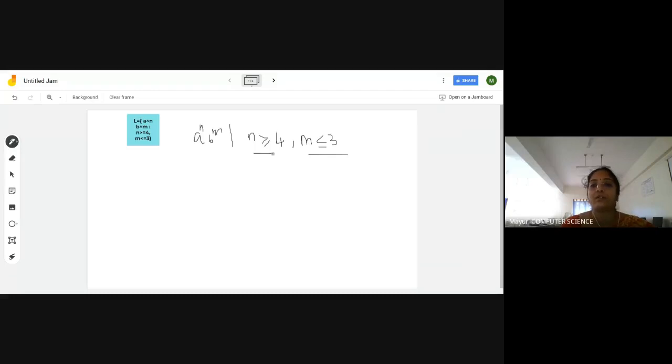And we know the number of a's constraint is 4 or more. So how do you write the number of a's? 1, 2, 3, 4. 4 or more means either 4 or more, so this can be accomplished with this. A star means minimum length is 0. So 4, and the maximum can be anything. So that is 4 or more.